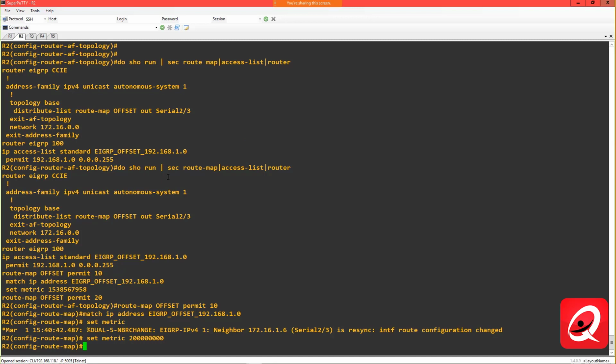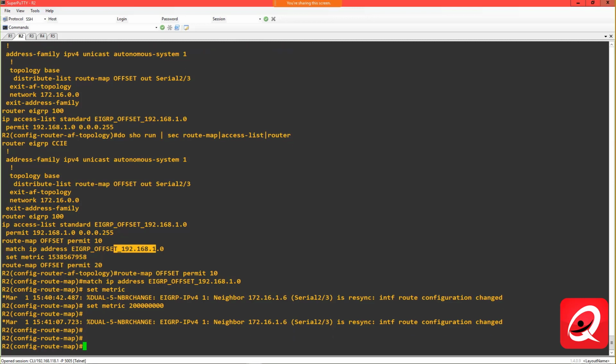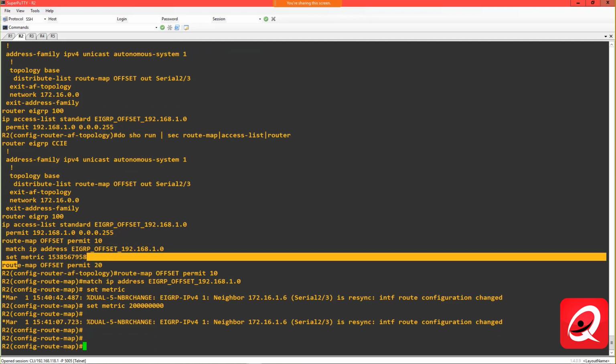All right. So you guys follow the logic, right? I'm matching this route, 192.168.1.0, in the access list. And then the route map says, okay, based on that access list, let's go ahead and set the metric for that route. But I'm very curious if setting the metric is what's going to end up being advertised for that particular route. That's what I'm curious about.